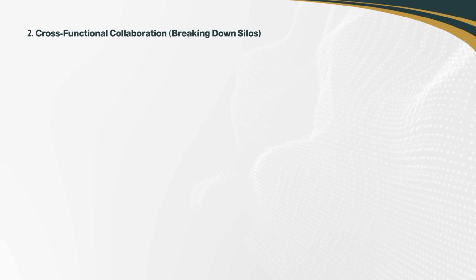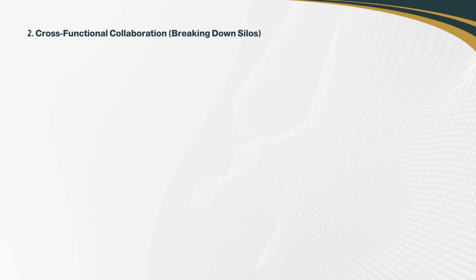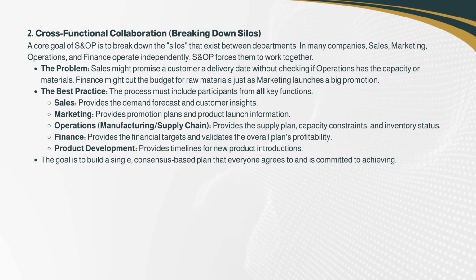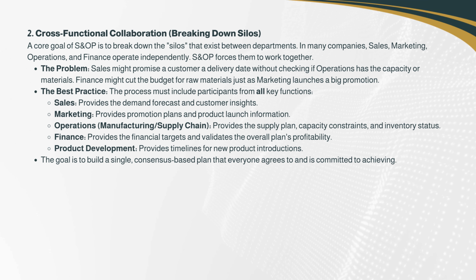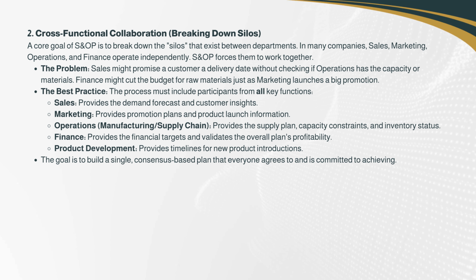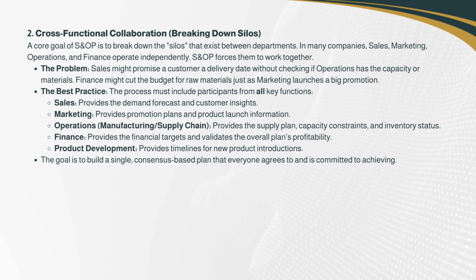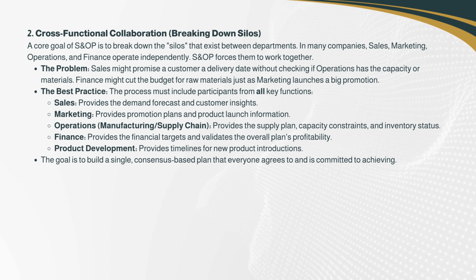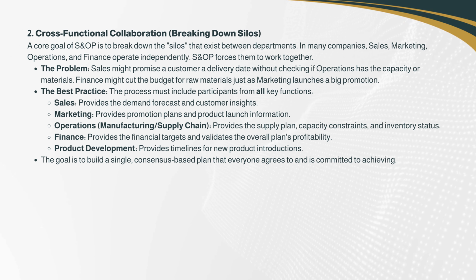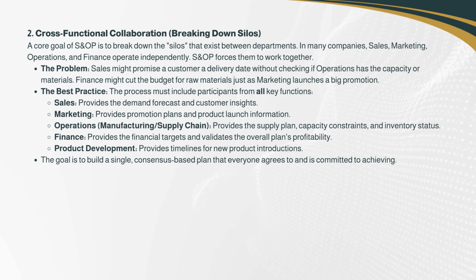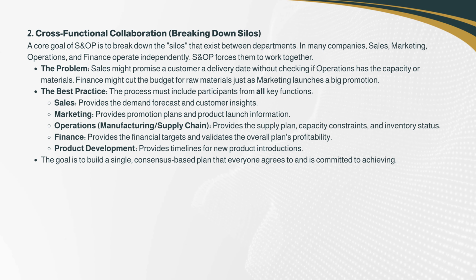2. Cross-functional collaboration, breaking down silos. A core goal of S&OP is to break down the silos that exist between departments. In many companies, sales, marketing, operations, and finance operate independently. S&OP forces them to work together. The problem? Sales might promise a customer a delivery date without checking if operations has the capacity or materials. Finance might cut the budget for raw materials just as marketing launches a big promotion.